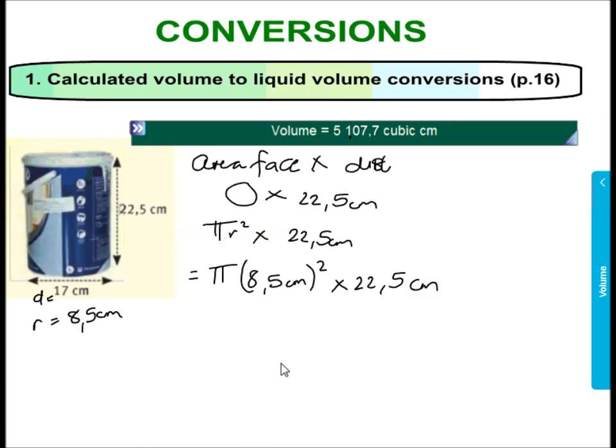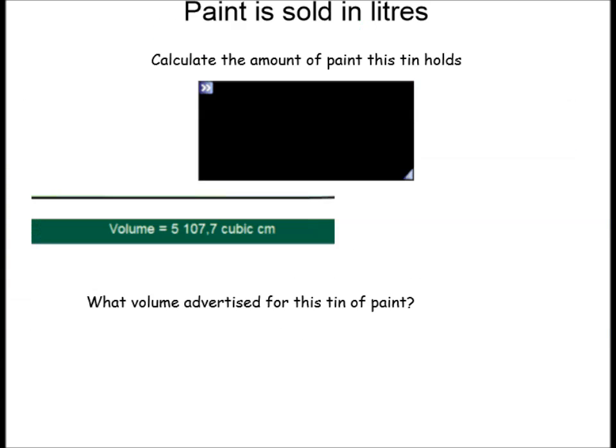There we have the volume in cubic centimeters. It would equal 5,107.7 rounded to 1 decimal place, centimeters cubed. Paint is sold in liters. So now we had the volume in cubic centimeters, which is also written as centimeters cubed.